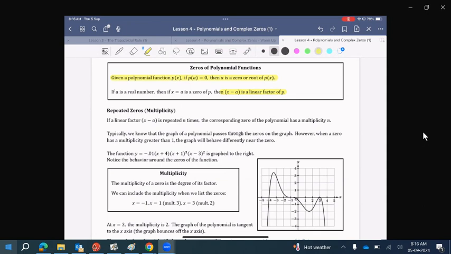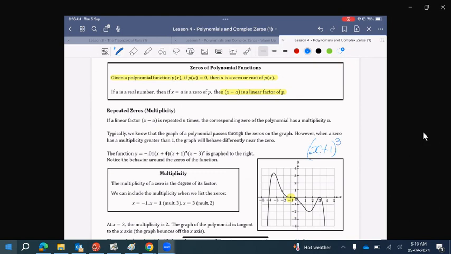So if a linear factor is repeated multiple times, the corresponding 0 of the polynomial has a multiplicity of n. Typically, we know that a graph of a polynomial passes through the zeros of a graph. We can see this one passes through -1, which means we know that x plus 1 must be a factor. And we can see when we pass through this one that it's having a horizontal point of inflection. So that means we must have an odd multiplicity. We could say that it's going to be 3.